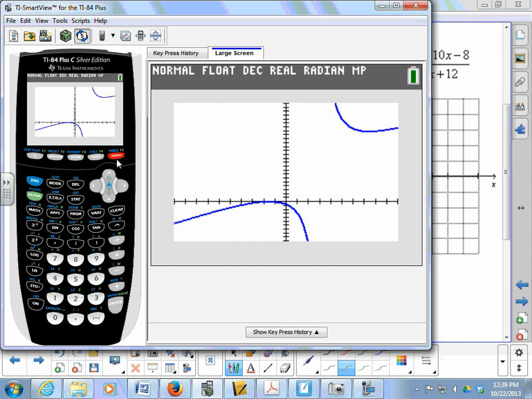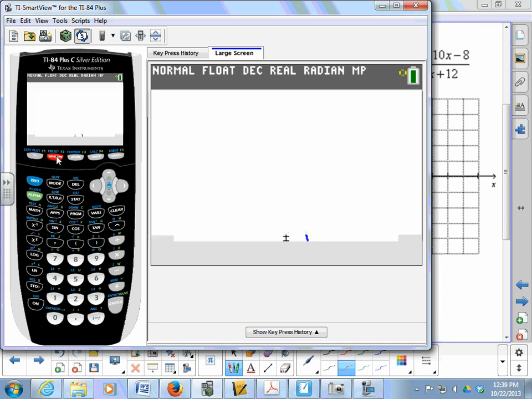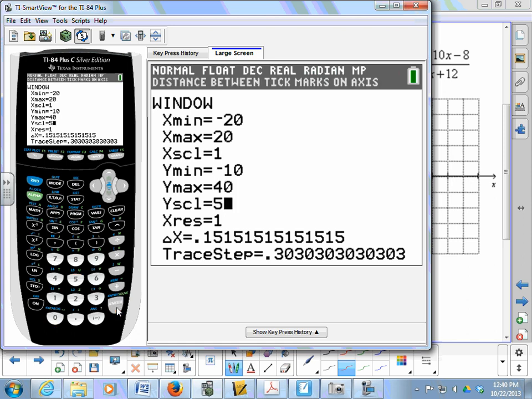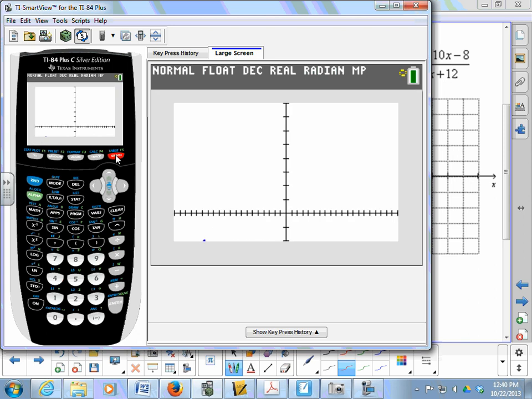Now, here's the thing. I actually need to make this bigger because I want to show you what happens. So I'm going to go bigger in both directions. I'm going to go negative 20 to 20, and negative 10 should be fine there. And I'm going to go to 40 here. Hope that's big enough. Should be. Yeah, it will. Now, there's my graph.